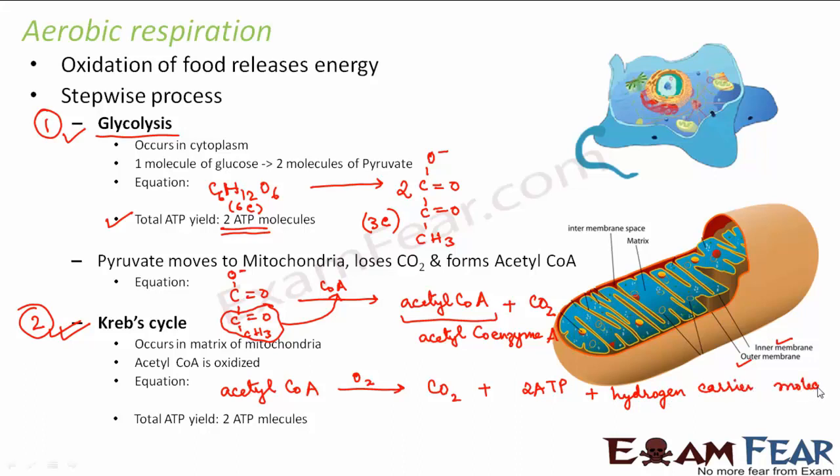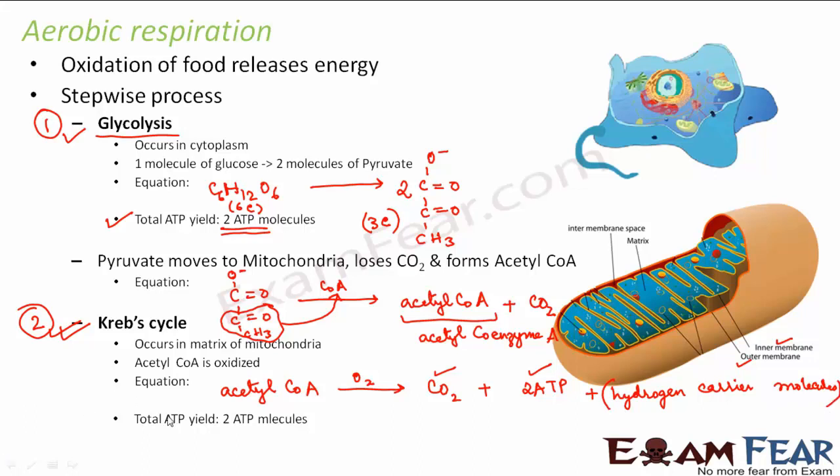Here we are not going into the detail of each of these equations because there are other molecules also involved, but at this level I don't want to make things complex. I am giving you a rough idea about how things happen in aerobic respiration. In higher classes you will learn these equations in more detail. For now, acetyl coenzyme A in presence of oxygen will give 2 molecules of ATP. It will form carbon dioxide and some hydrogen carrier molecules will also be formed.